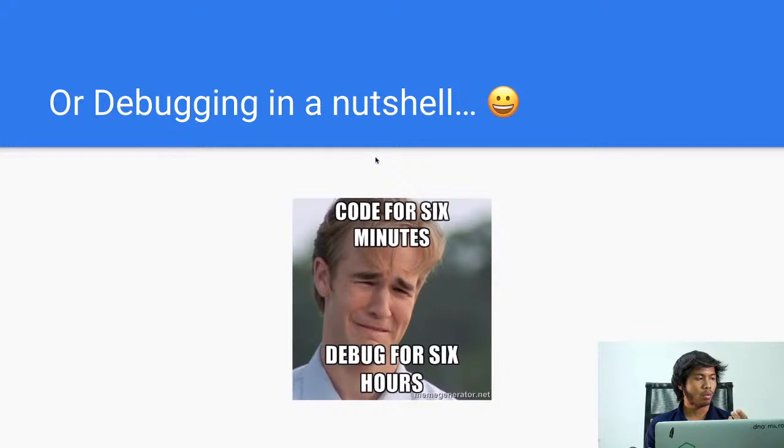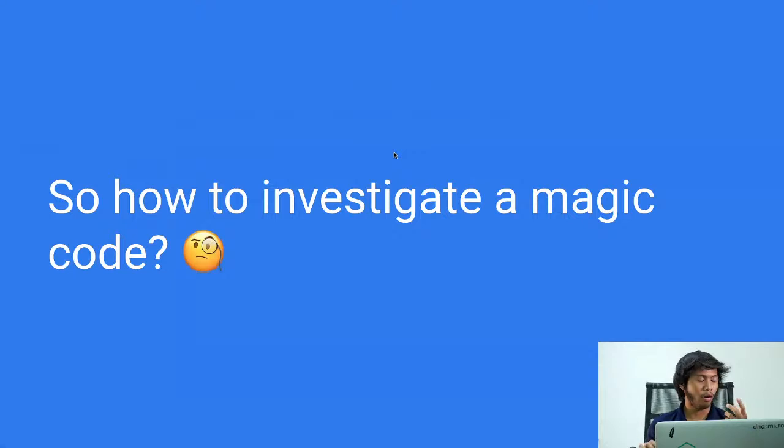So the first thing you need to do is to console log it. Debugging using a console log is very irritating. Your approach here is trial and error. So we don't need to do that. We need to debug smart. Next is, I already mentioned it, how to investigate a magic code?